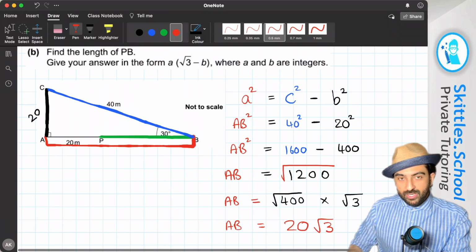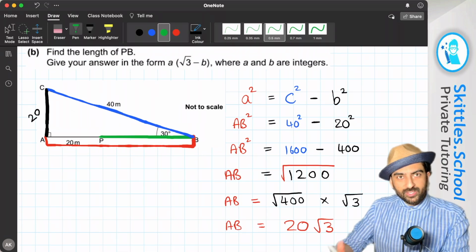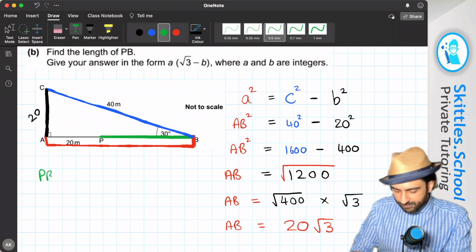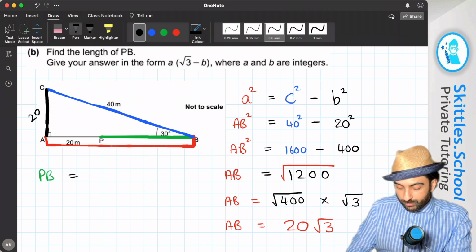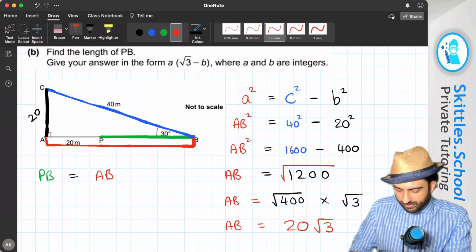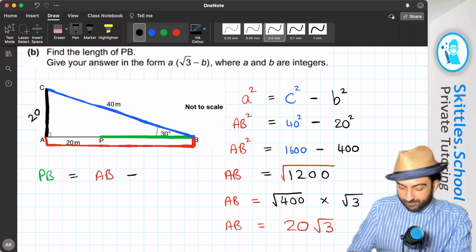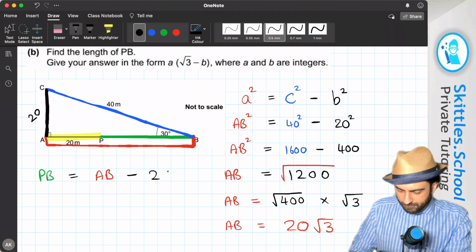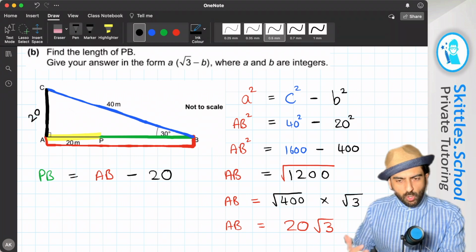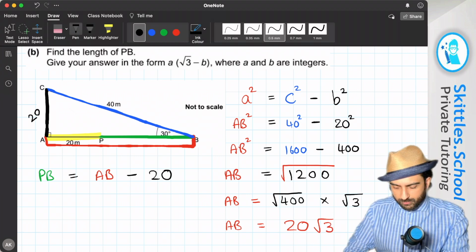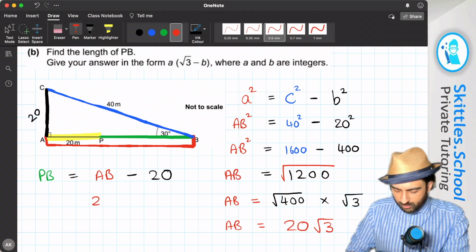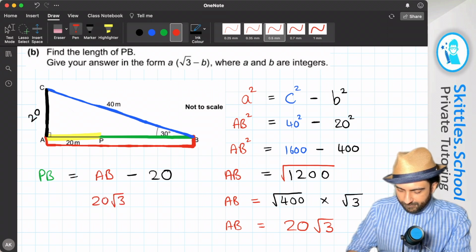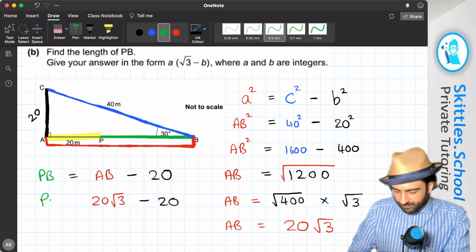Now how did we say we're going to work out the green bit, PB? We're going to take away 20 from AB. So PB is equal to AB, the red side, take away this 20 here. So we're going to subtract 20. Now we know what AB is. We just worked it out. It's 20 root 3. So let's substitute that in. 20 root 3, take away 20.